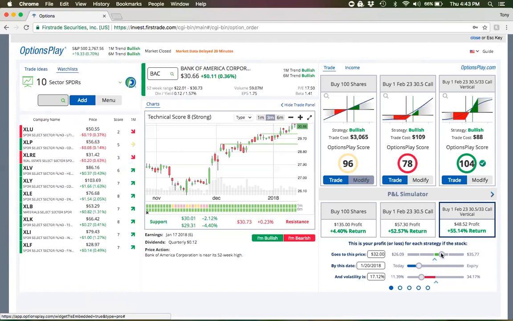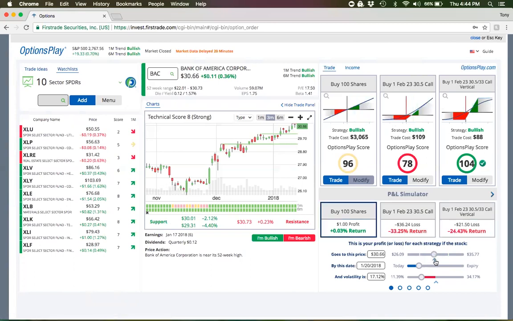So let's take a look at what happens if the stock moves a little higher. What happens if the stock really blows it out of the water and goes to $35? So as you can see, if it goes really out of the money, here I make a 14% return on the stock, a 312% return on the call, and a 170% return on this vertical. So if I really expect Bank of America to blow it out of the water, this strategy here in the middle is the best. If I expect a modest beat to $32, then this strategy here on the right is the best.